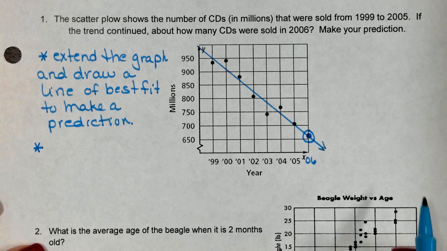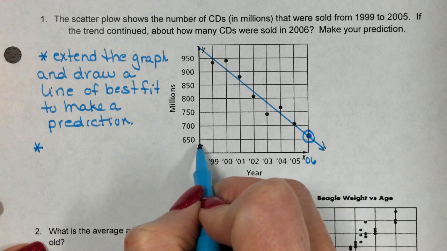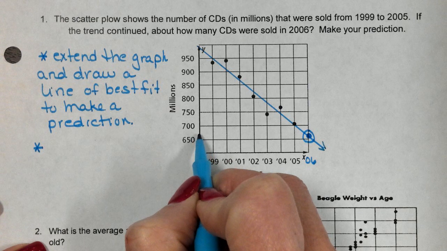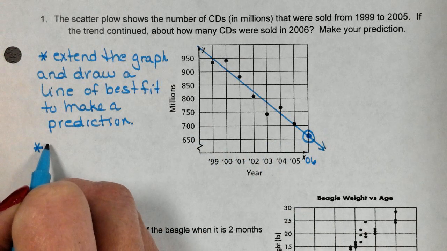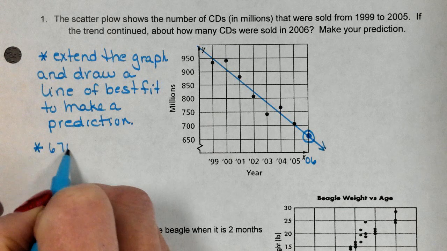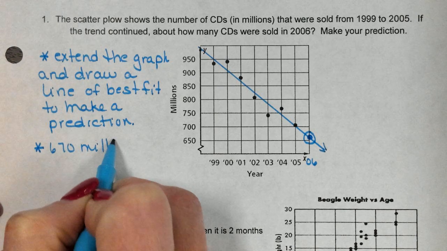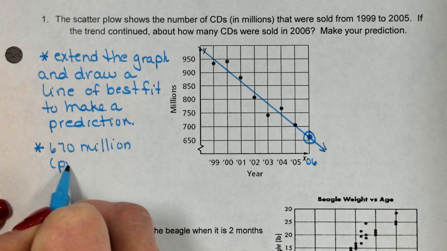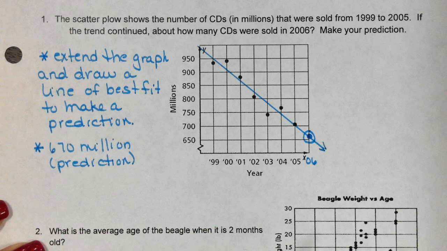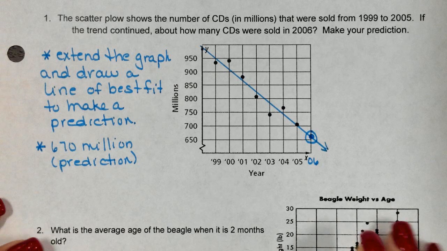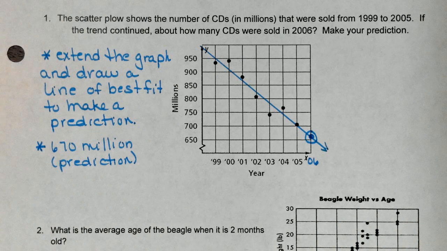So on this one, I would say, since this is 650, that's 7, so it's a little less than half, so maybe about 670 million would be my prediction on how many CDs would be expected to be sold in 2006. So that's, again, it's an estimate, it's not exact, okay?